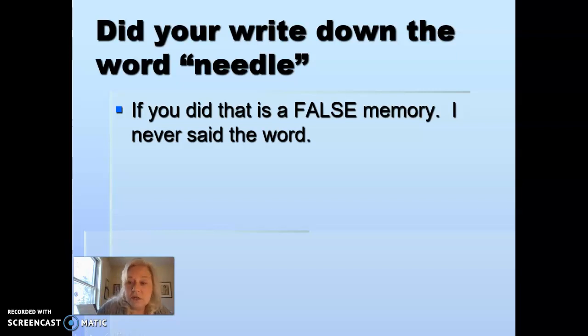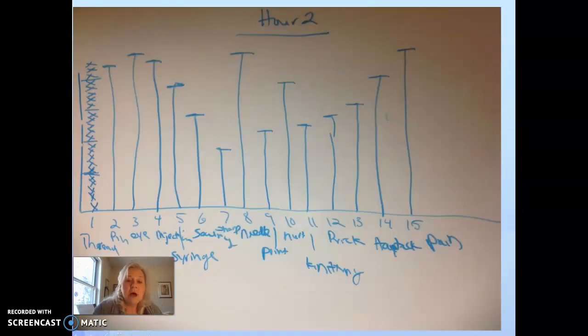It also illustrates another concept in retrieval. This is what the chart normally looks like, and I really apologize for my sloppier than normal handwriting, but you can see that people remember things from the beginning of the list and the end of the list the best, with the exception of needle, which pretty much everyone remembered seeing, but I never actually said.